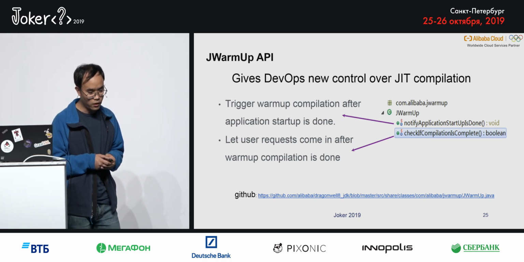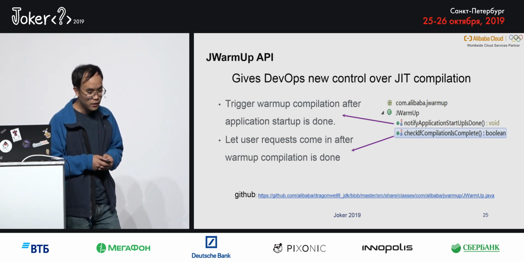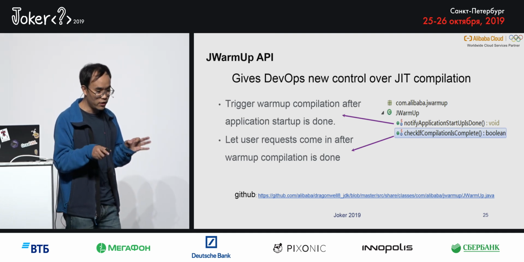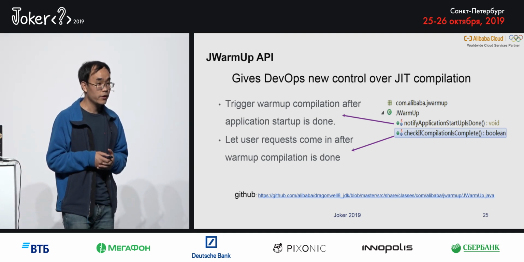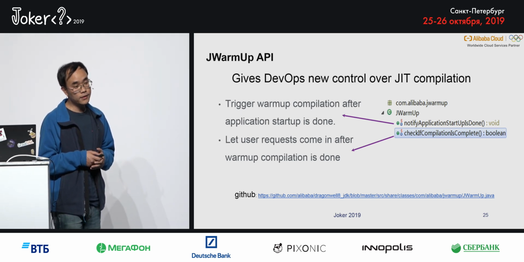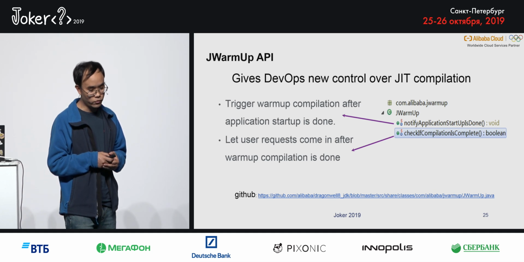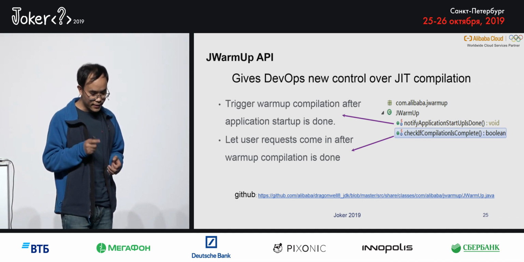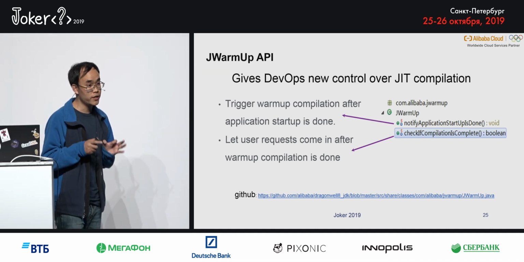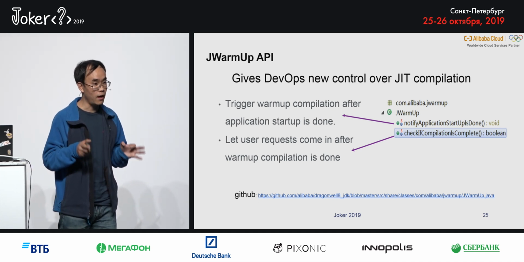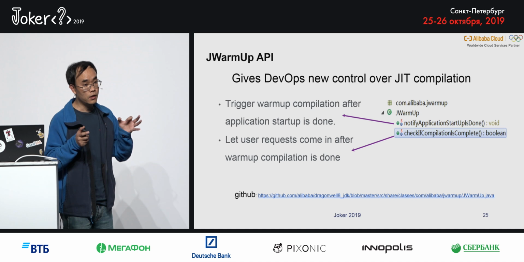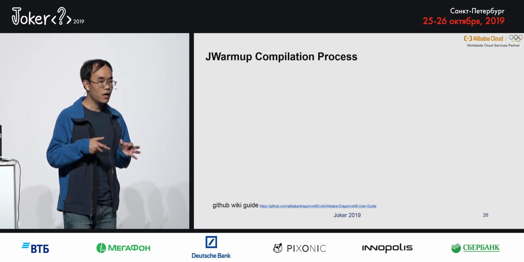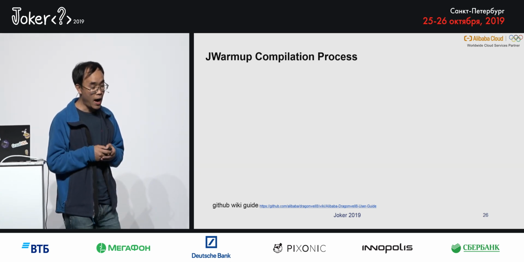The first API is called notify application startup is done. When your application startup is done, your application can call this API to notify the JVM that startup is done. Why do we need this API? I will share the details later using a concrete example. The second API is used to check whether or not the compilation is done. If done, then you can let the traffic come in. I can put all of them together, combined with the overall process of application deployment.